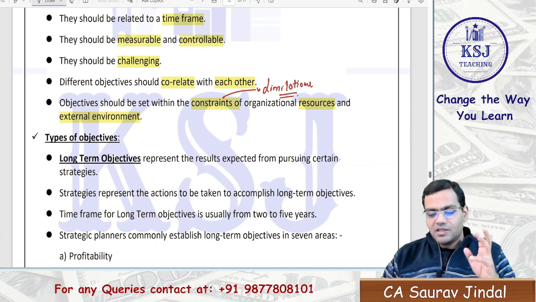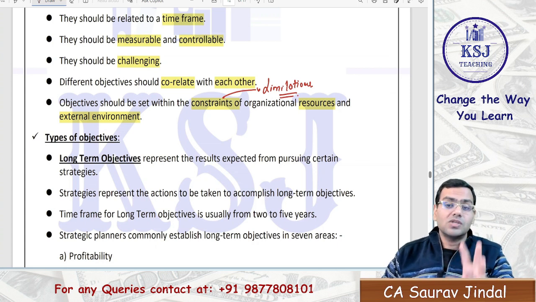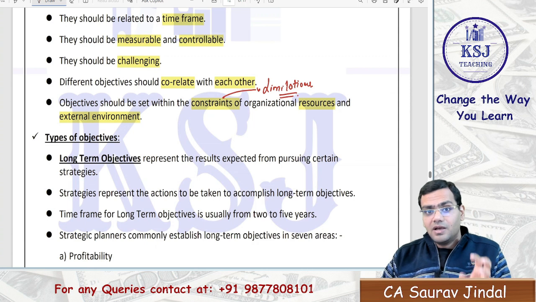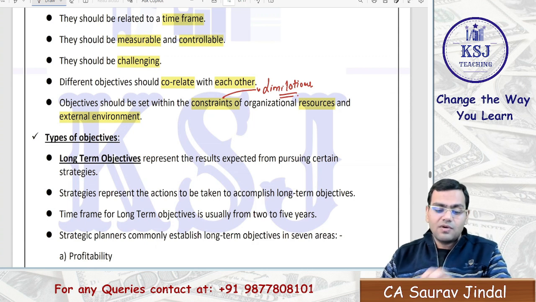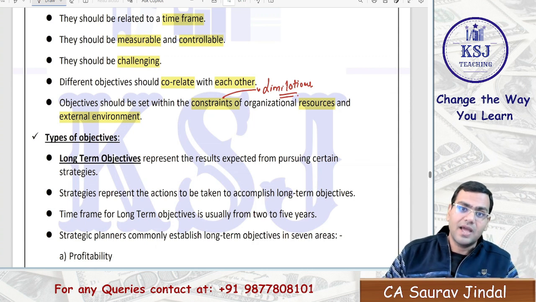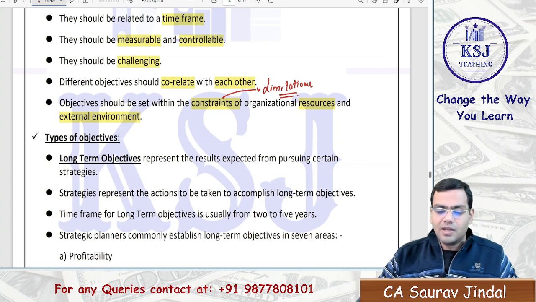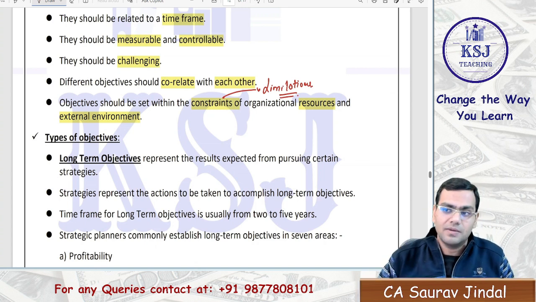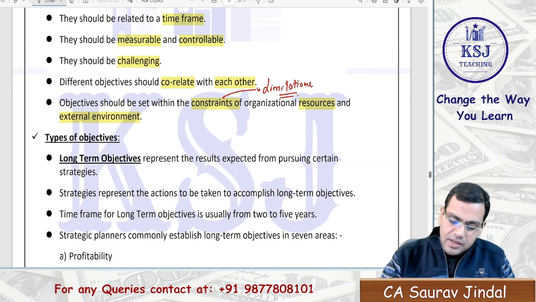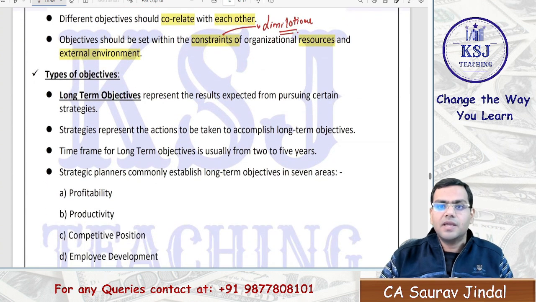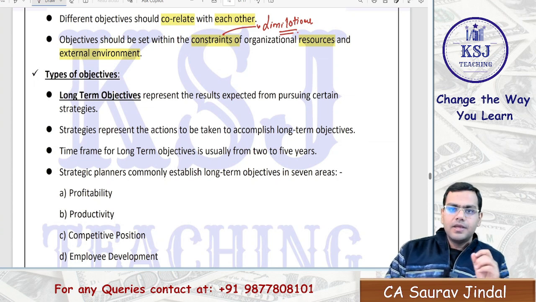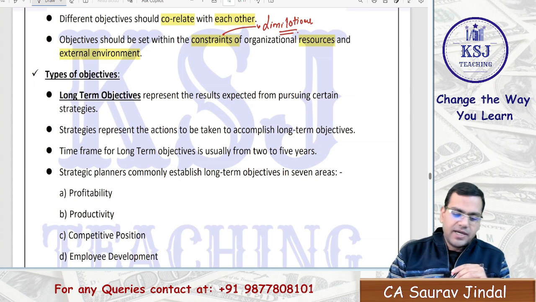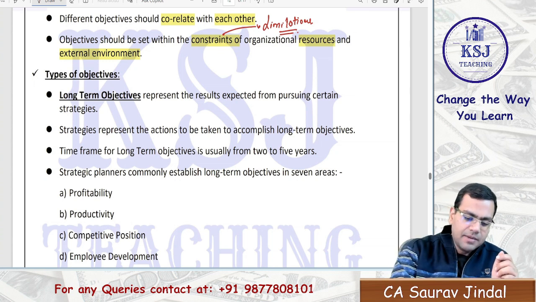So whatever objectives you are setting, you should first know the limitations in regard to the resources that you have, or in regard to the external environment, constraints that are definitely going to be there. You should be aware of that, right? Now they say the objectives can be long-term objectives and short-term objectives, right? Now what are the long-term objectives? The objectives can be long-term and short-term.